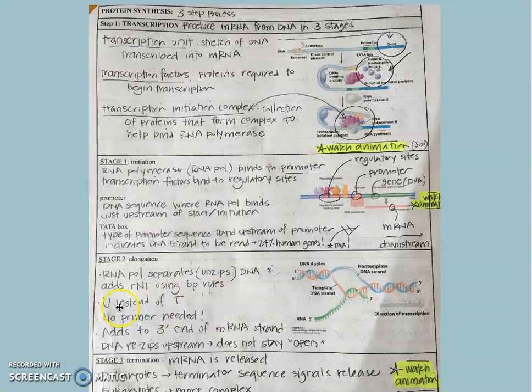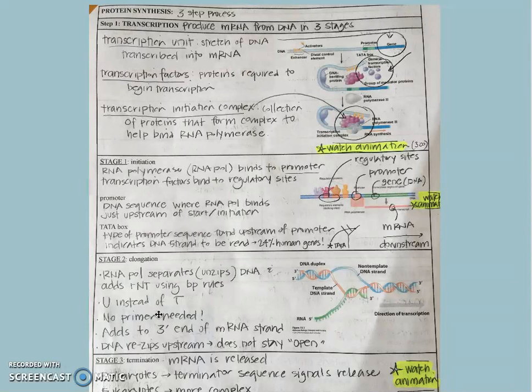First of all, using base pairing rules, across from every A, it's going to add a U instead of a T. So the A would be on the coding strand of DNA, and then on the messenger RNA that's snaking off, you can see it right here, it's going to be a U instead of a T because it's RNA, not DNA. And it's also not going to need a primer like DNA polymerase needed a primer. I mean, it's already RNA.